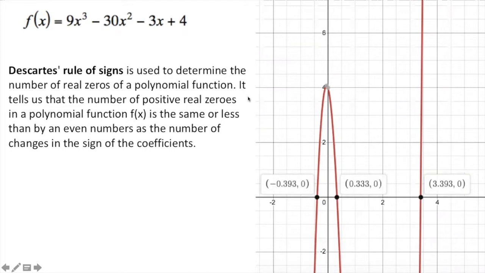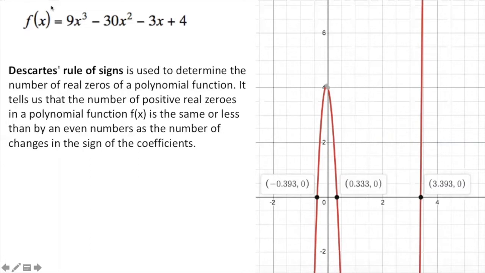So one way to try to figure out where the zeros or x-intercepts were was to use Descartes' Rule of Signs. This is used to determine the number of real zeros of a polynomial function. It tells us that the number of positive real zeros in a polynomial function is the same as, or less than by an even number, the number of changes in the sign of the coefficients. Well, that sounds kind of confusing to me, so let's try to break it down.